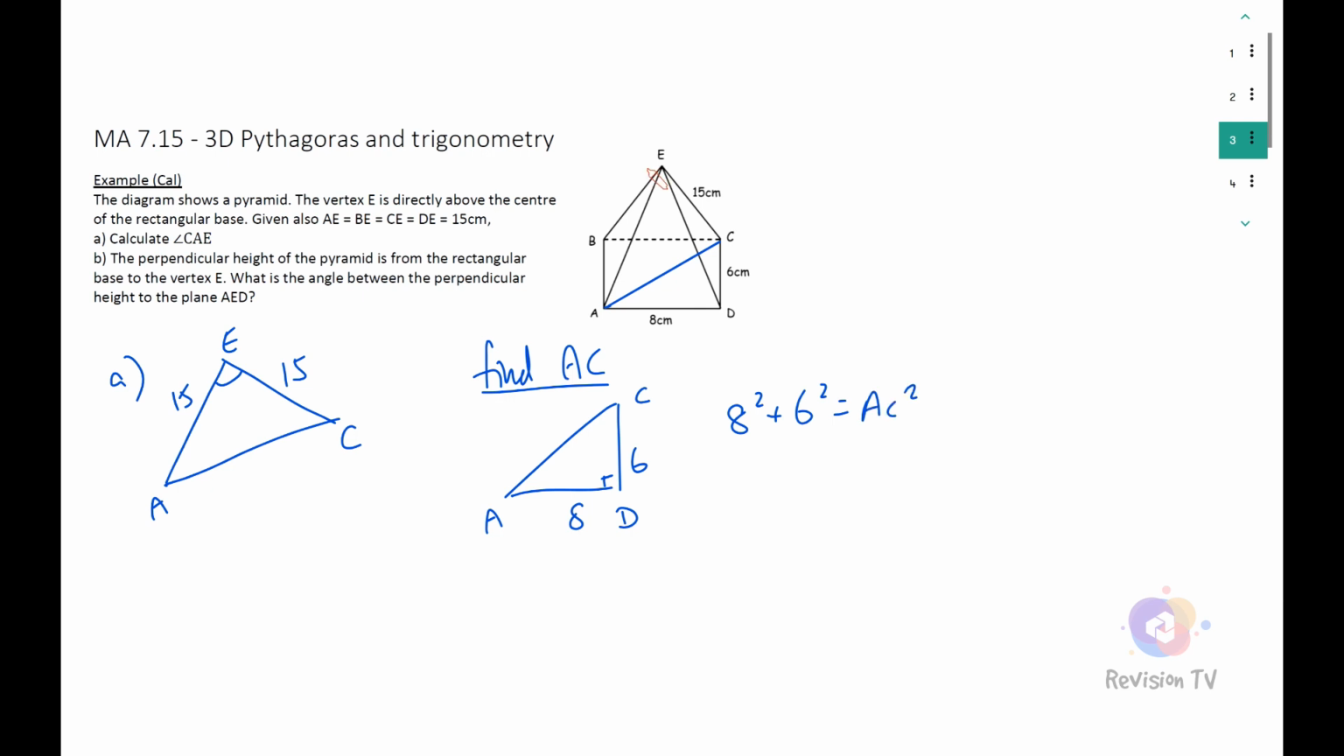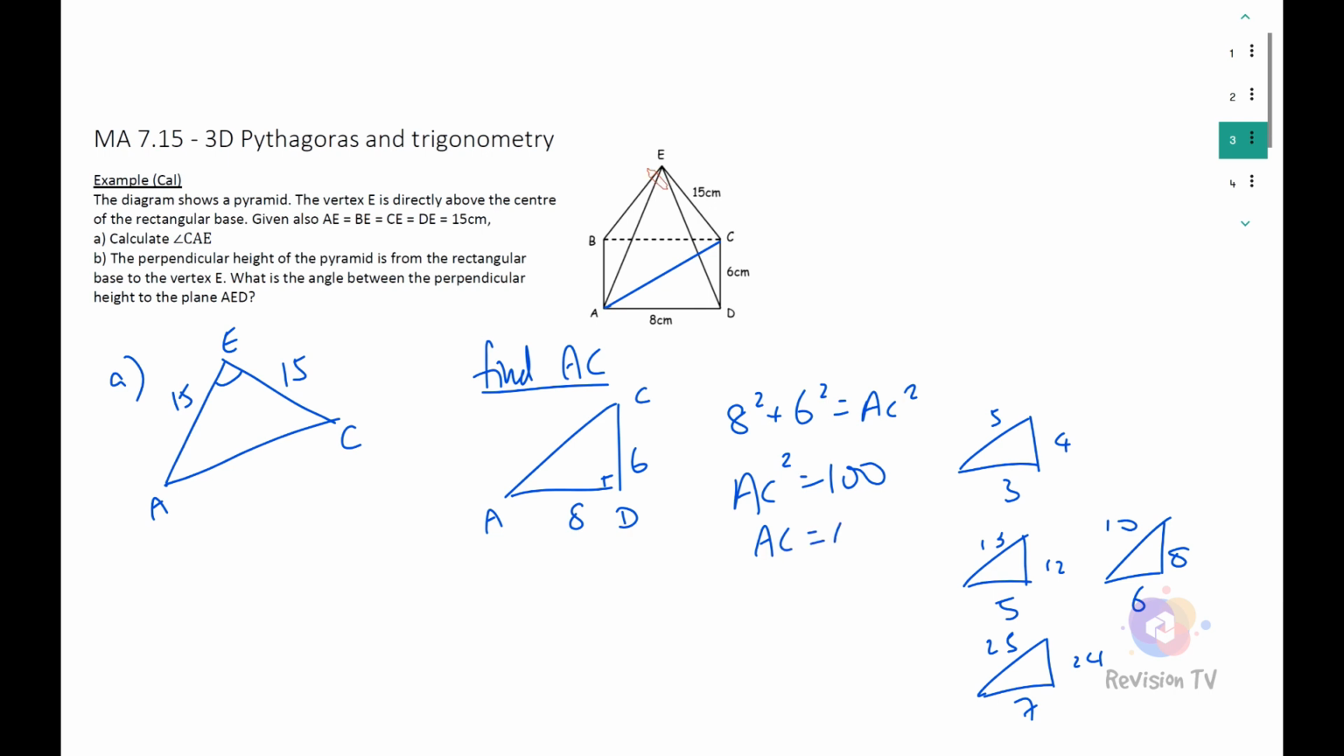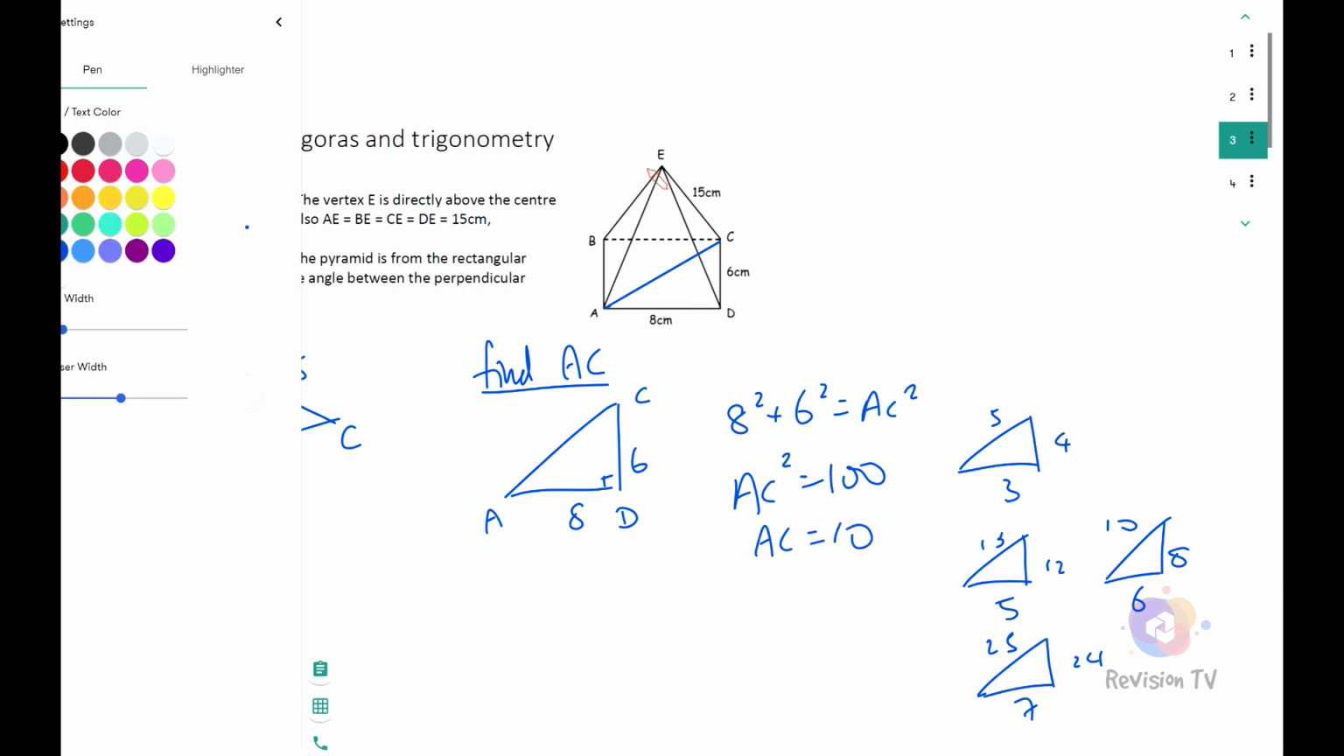Now, if you are familiar with the Pythagorean triplets, what are Pythagorean triplets? These are 3 numbers that are made up using Pythagoras. So like 3, 4, 5. So 3 squared plus 4 squared equals 5 squared. Another famous one is 5, 12, 13, and 7, 24, 25, and that's the 6, 8, and 10. So these four are the famous Pythagorean triplets. Anyway, if you work it out, you get AC squared equals 100, so AC equals 10. Brilliant.